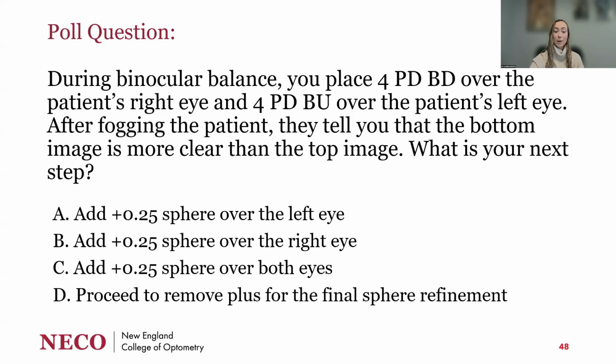Keep in mind that when we add prism, the direction of the base is not where the image is. The image is sent up towards the apex of the prism. So when we place 4 base down over the right eye, that right eye is seeing the top image, and our left eye is seeing the bottom image. Since the patient is telling us that the bottom is more clear, that means that we want to fog it further, make it more blurry. And the left eye is seeing that bottom image, so we would go ahead and add plus over that left eye.